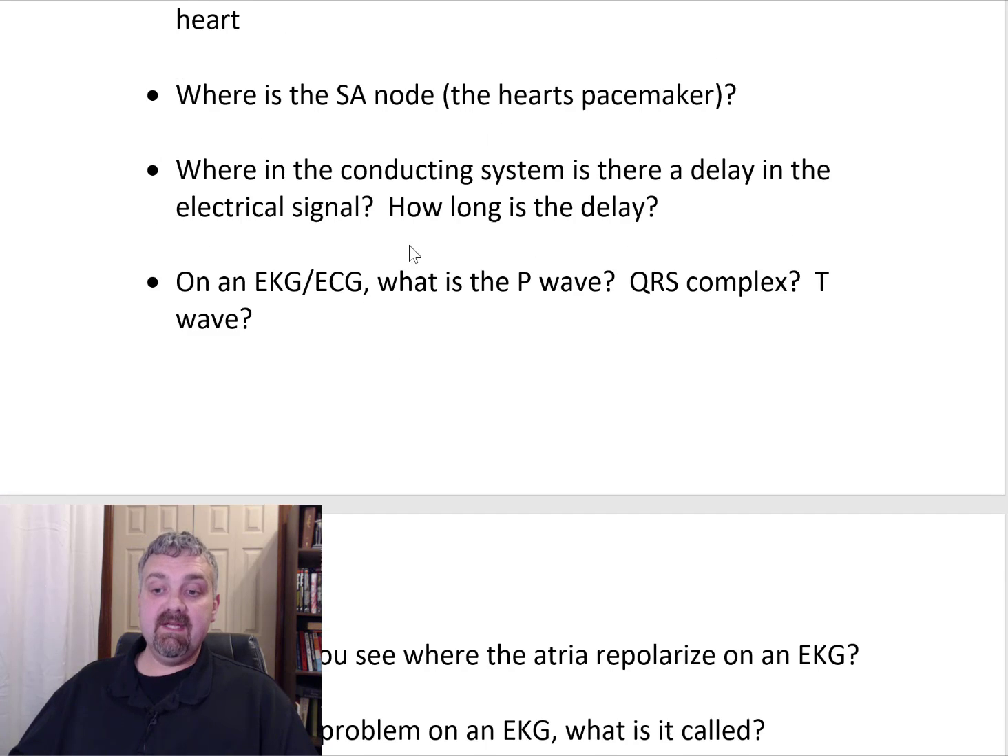All right, where is the SA node? The heart's pacemaker, I just mentioned that. It's in the back wall of your right atrium, and it sends a signal down your heart. That's why when they're doing an EKG, they're looking for signals from here down your heart. That's why when they use a defibrillator, they're sending a signal down your heart, the same kind of path your heart would naturally use. So that's where it is, in the back wall of the right atrium.